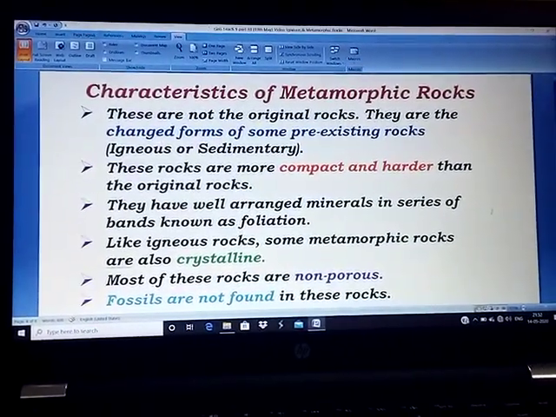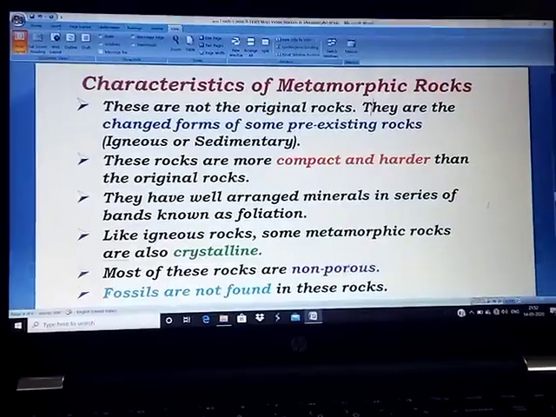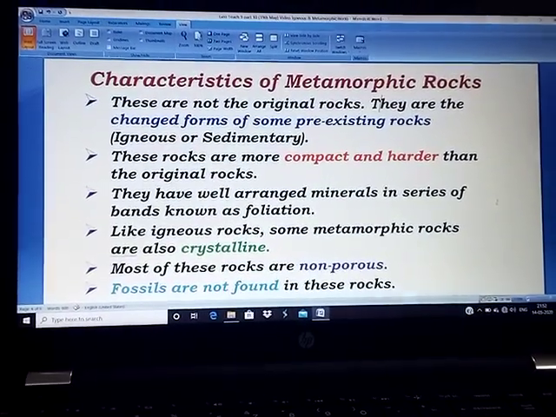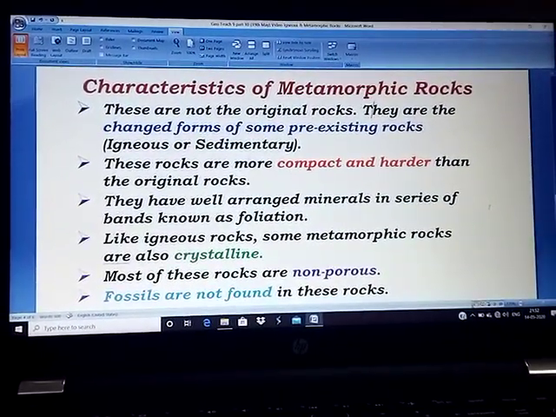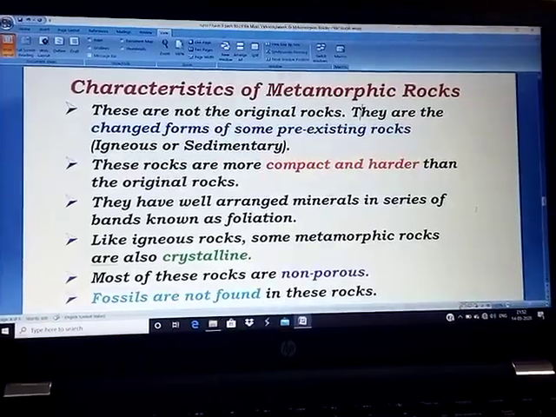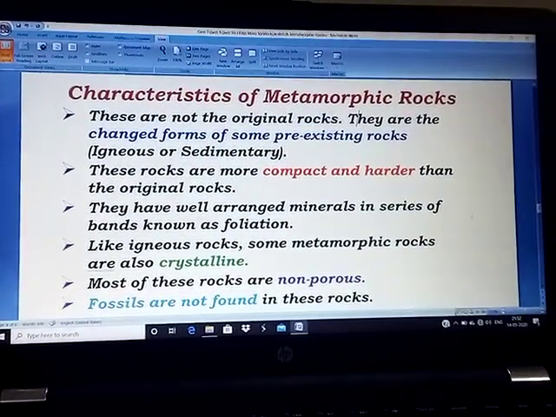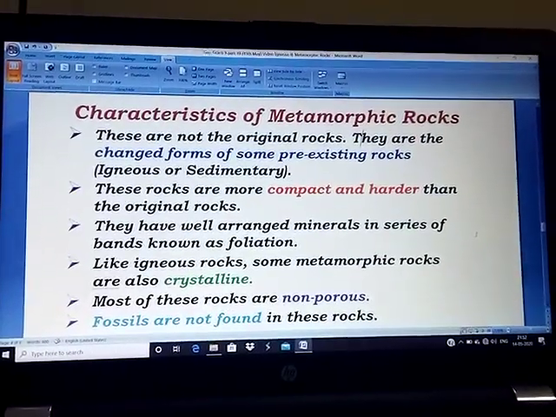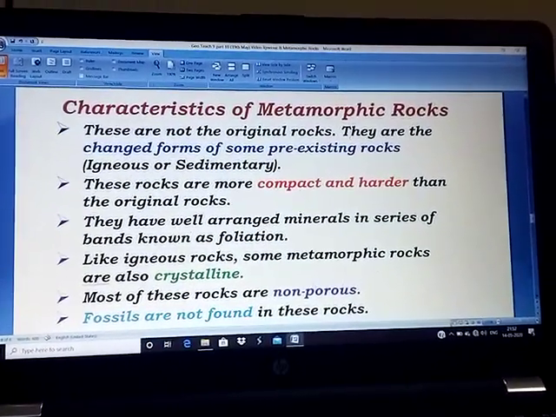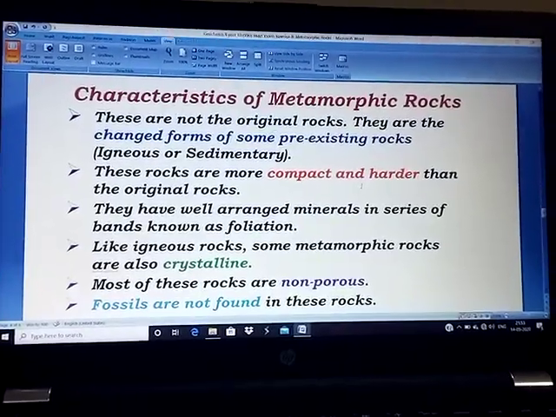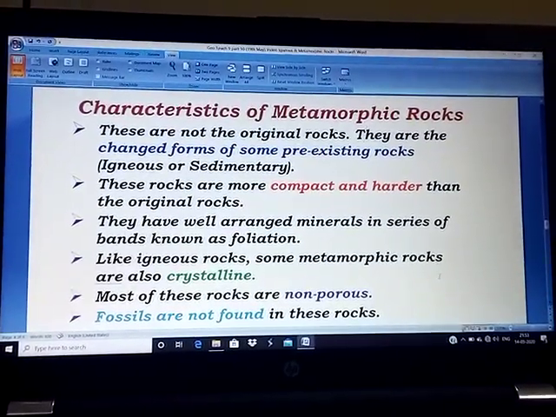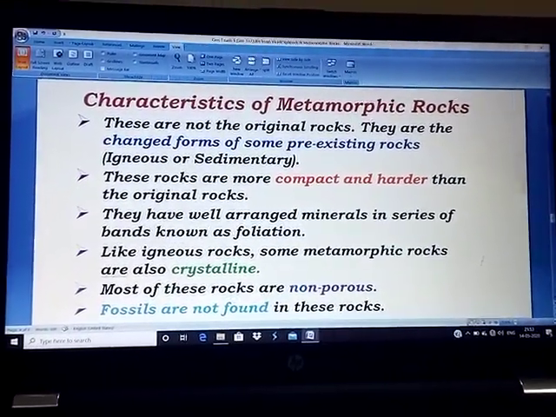Well, these rocks are not the original rocks, as we have said earlier. They are the changed forms of some pre-existing rocks. Earlier there were igneous or sedimentary rocks. Those same igneous or sedimentary rocks, under pressure and heat, got altered, and these altered rocks are known as metamorphic rocks. These rocks are more compact and harder than the original sedimentary or igneous rocks. They have well arranged minerals in series of bands known as foliation.